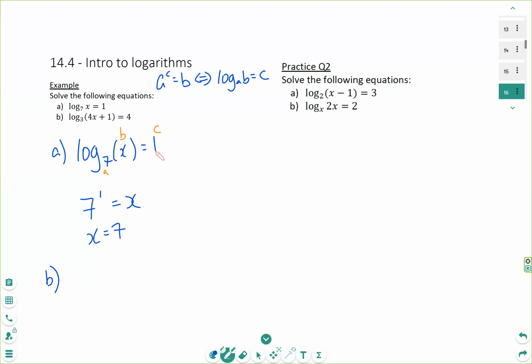Question B, same thing. log a b equals c, a to the power of c equals b. So 3 to the power of 4, put in the calculator. That should give you 81 if my mental math doesn't fail me. Yep. So 81 equals 4x plus 1, minus 1 is 80, divided by 4, x is 20.